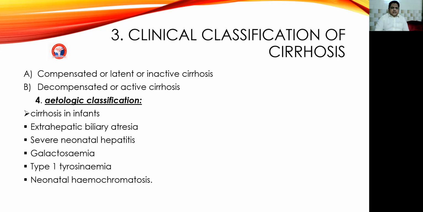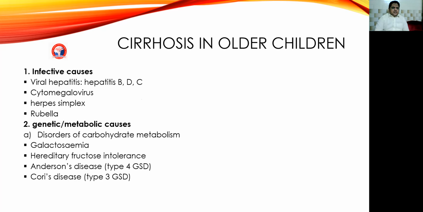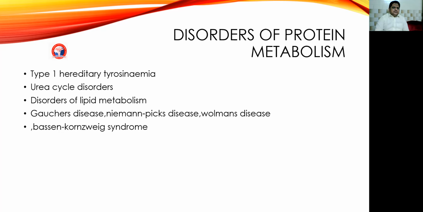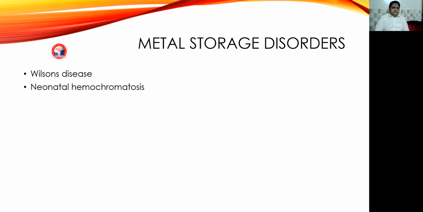In infants and newborns, you always think about congenital anomalies, infection transmitted from mother, or metabolic disorders. These are very common in newborns. Next one is cirrhosis in older children. The most common is infective cause. If it is not fitting into infective cause, go into genetic or metabolic cause. Then go to metal storage disorder, Wilson's disease. This is another common disorder we find in our part of the world, Wilson's disease.